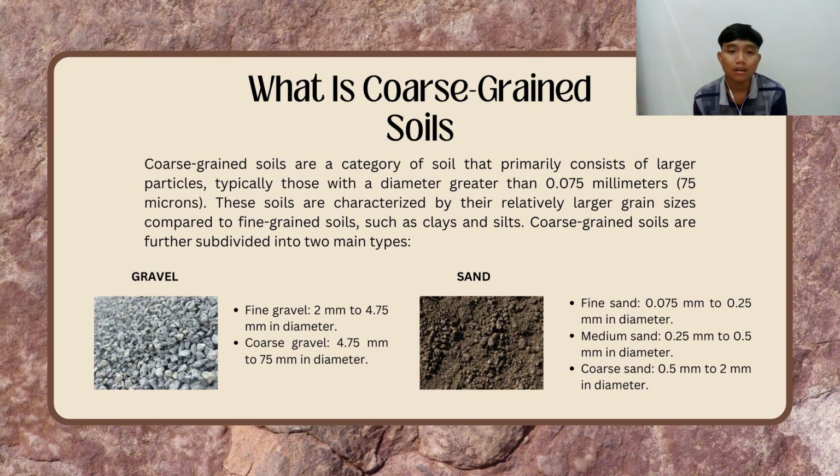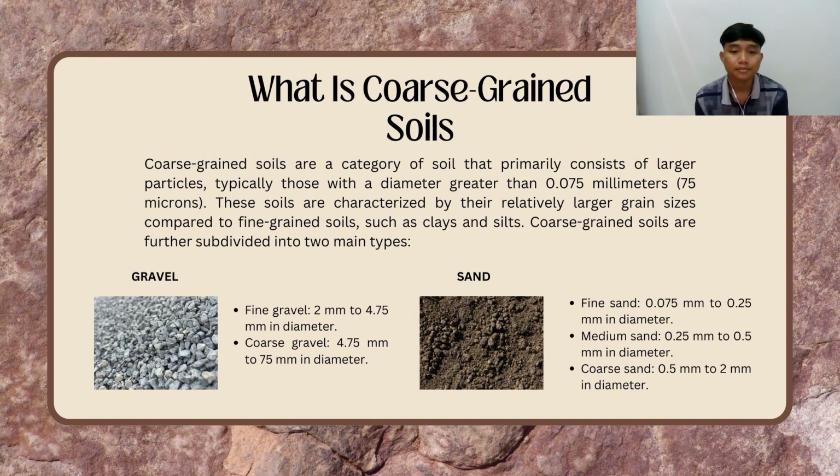Gravel can be classified as either fine gravel, which is 2 mm to 4.75 mm in diameter, or coarse gravel, which is 4.75 mm to 75 mm in diameter. Second is sand. This includes particles with diameter between 0.075 mm and 2 mm. Sand can also be classified into fine sand, 0.075 mm to 0.25 mm in diameter; medium sand, 0.25 mm to 0.5 mm in diameter; and coarse sand, 0.5 mm to 2 mm in diameter. Coarse-grained soils are often used in construction projects such as foundation, roadbeds, drainage system, and other applications where strong, well-draining material are needed.